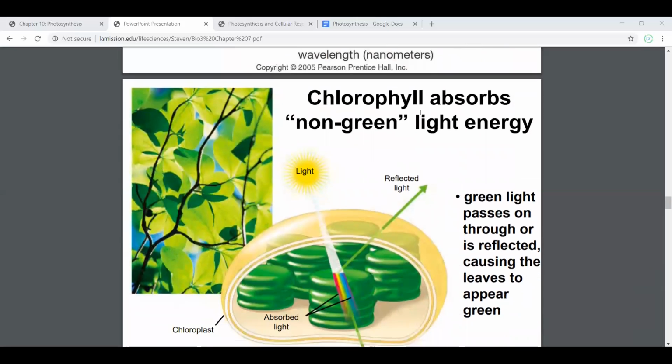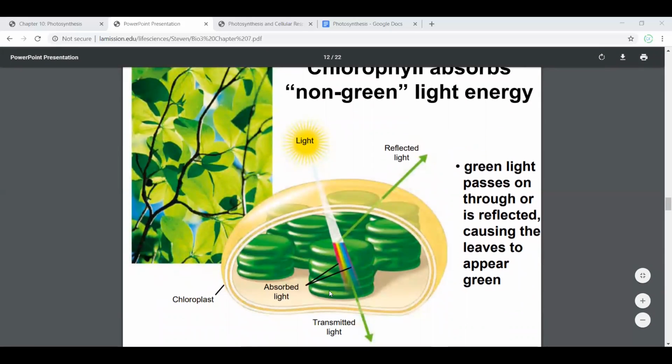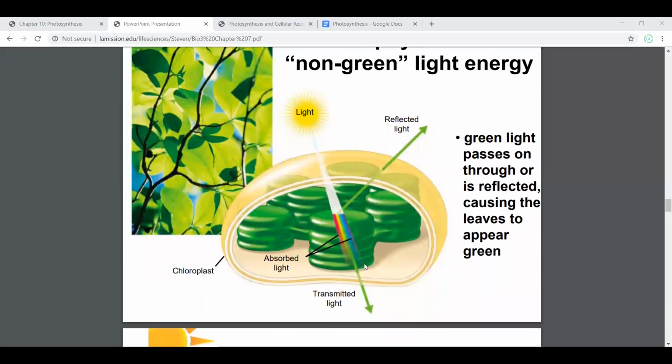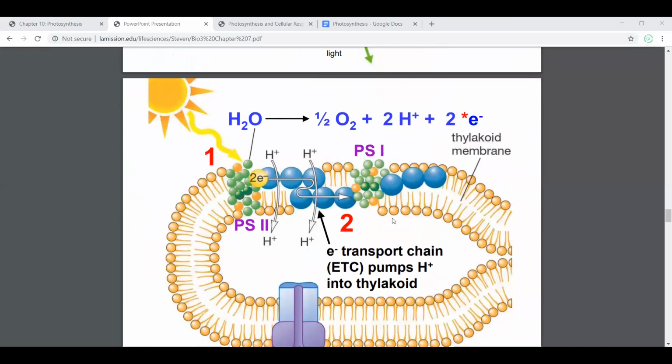So you can see here, chlorophyll absorbs non-green light energy, and it reflects green light. That's why you can see green light is passing out of the chloroplast, and you can also see that some of the green light is being transmitted through the chloroplast, which just means that it's not being absorbed after it hits. The absorbed light, like red, yellow, blue, and violet, is all being absorbed by the chlorophyll, but the green light is not, and that's why we see the green light coming out. Okay, so now let's talk about the electron transport chain in the thylakoid membrane.